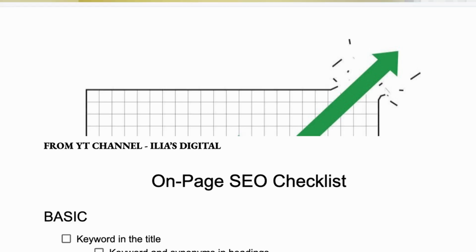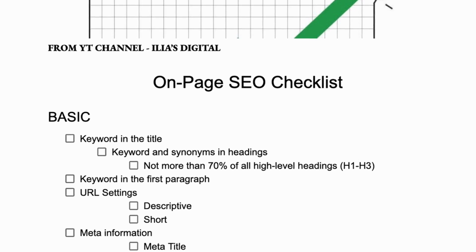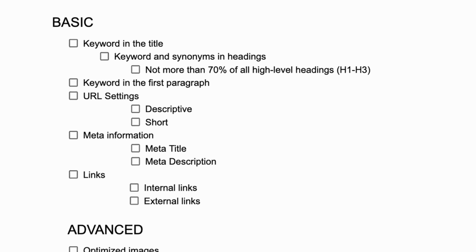Well, first of all, you can see that I've divided the points on this checklist into three main groups: basic on-page SEO, advanced and professional SEO. So let's start with basic SEO.